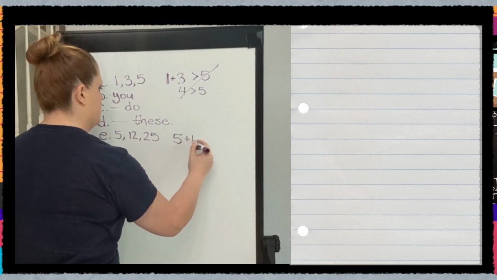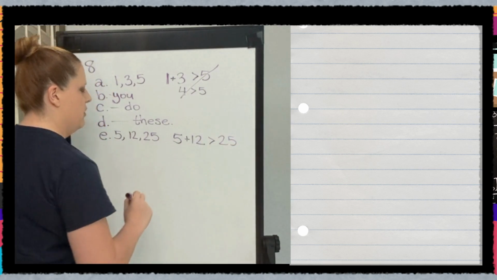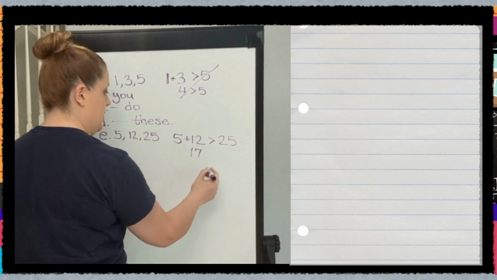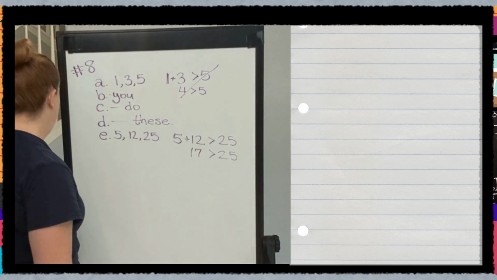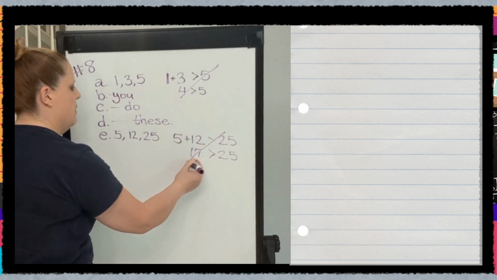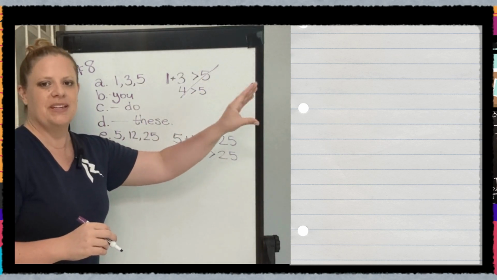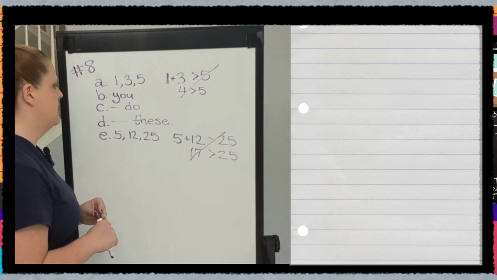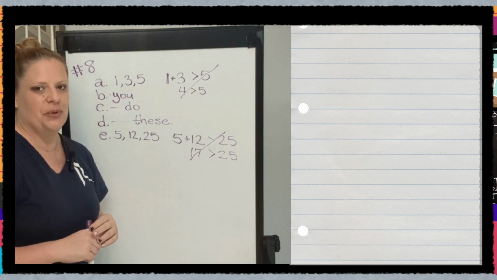So let's look at part E. 5 plus 12 would have to be greater than 25. 5 plus 12 is 17, which is not greater than 25. Remember, the greater than sign is an alligator and it eats the biggest number. Okay, so neither of those are the answer. B, C, D, I'm leaving up to you.